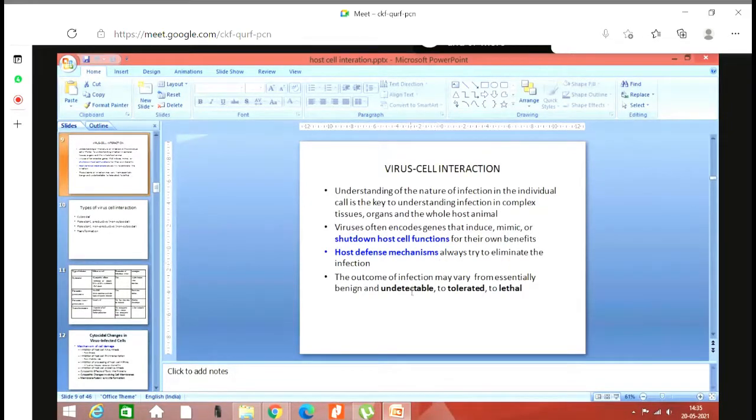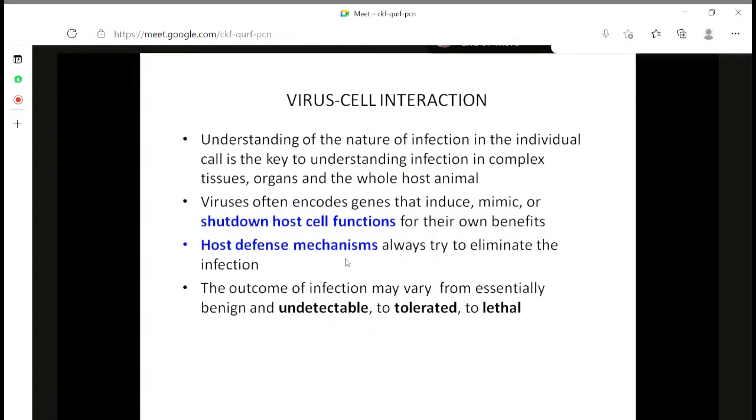Most of the time, the virus infections may remain undetectable, meaning that the immune system can eliminate the virus infection and no clinical manifestation may occur. So undetectable infections may occur in certain virus cell interactions. However, in some virus infections, we can see that the host defense mechanism may not be able to totally control the growth, replication and pathogenesis of the viruses.